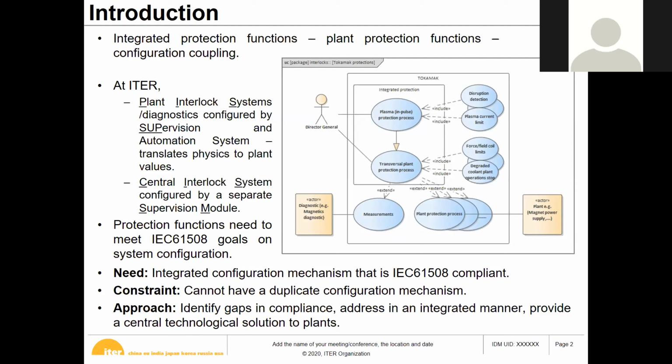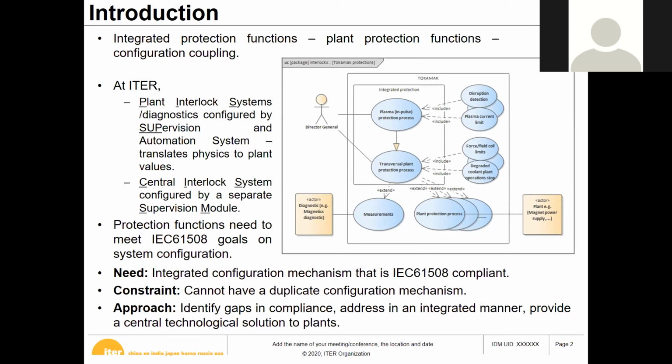For the central interlock system, CIS, which coordinates the central coordination modules, this is the CIS supervisor module. This system has requirements limited to individual threshold and Boolean values. This is simpler, but still there are thousands of parameters. It's not a simple system in itself.